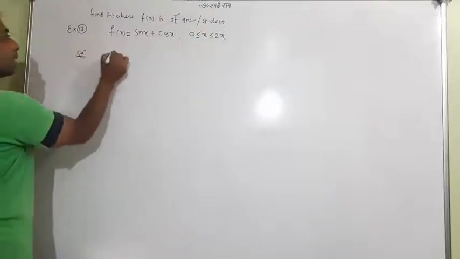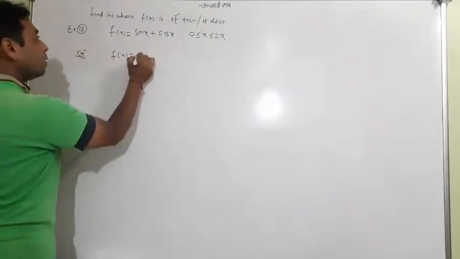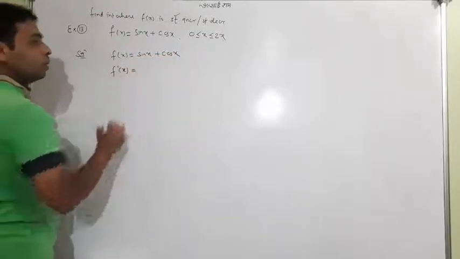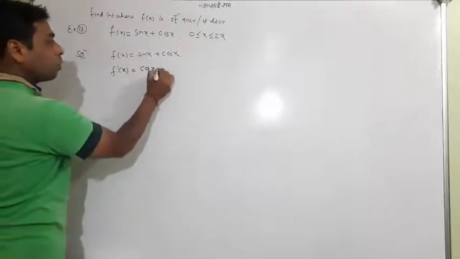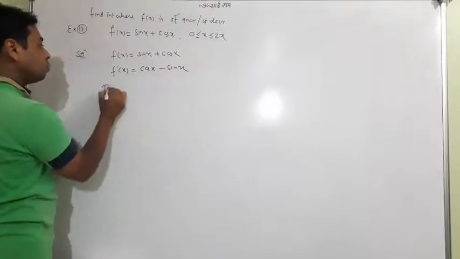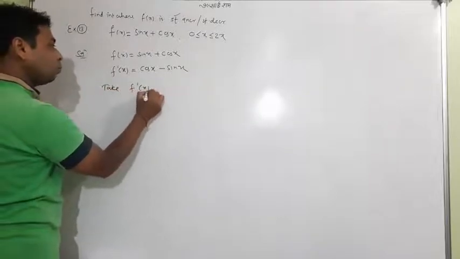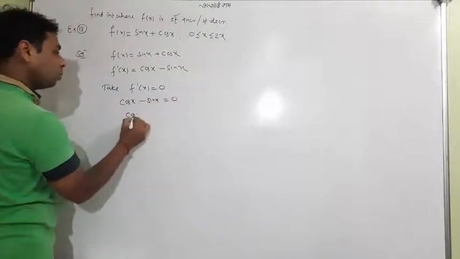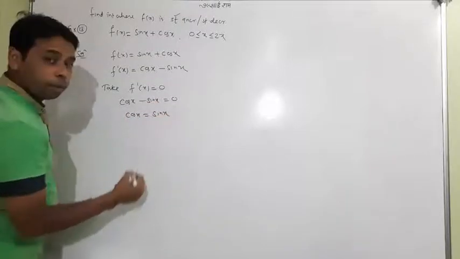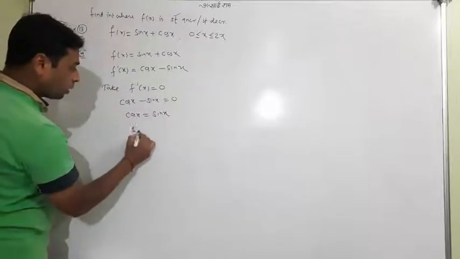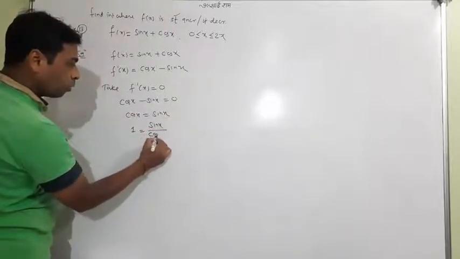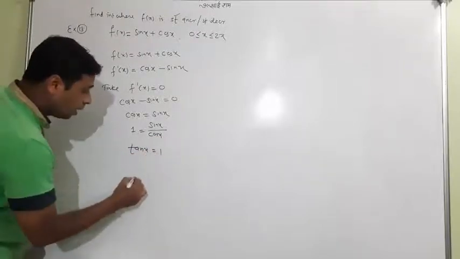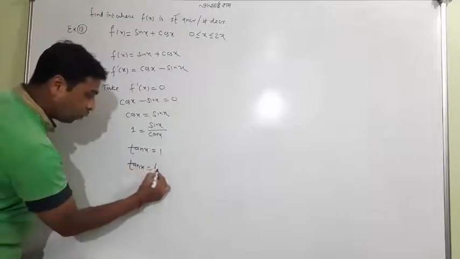Solution. Same method. Look at f of x, we have sin x plus cos x. First I'll find the critical points. So f dash x will be cos x, the derivative of sin x, and minus sin x, the derivative of cos x. So as usual I'll take f dash x equal to 0. So cos x minus sin x is equal to 0. So cos x is equal to sin x. So sin x upon cos x is equal to 1, which is tan x equal to 1. So tan x will be written as tan 45.